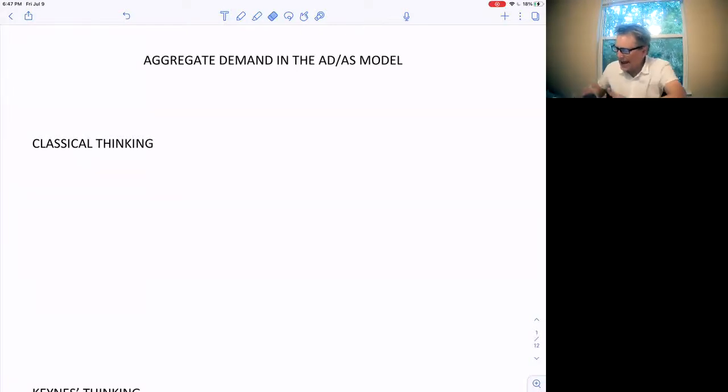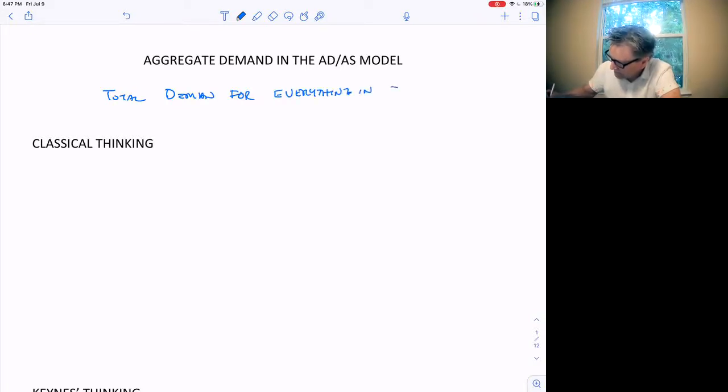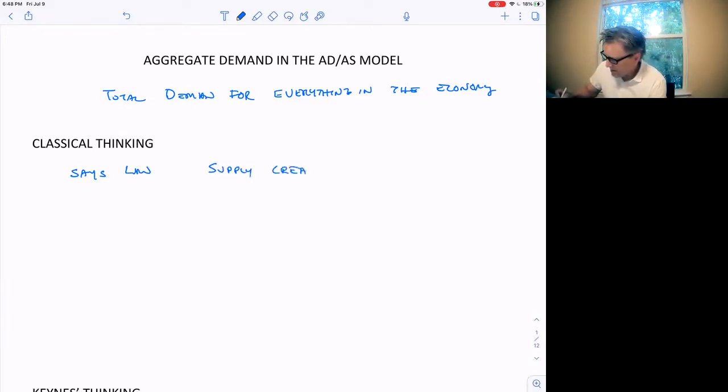And if we're going to talk about aggregate demand, which is the total demand for everything in the economy, all goods and services, the classical thinking was something called Say's law, after a fellow named Say, which was supply creates its own demand.